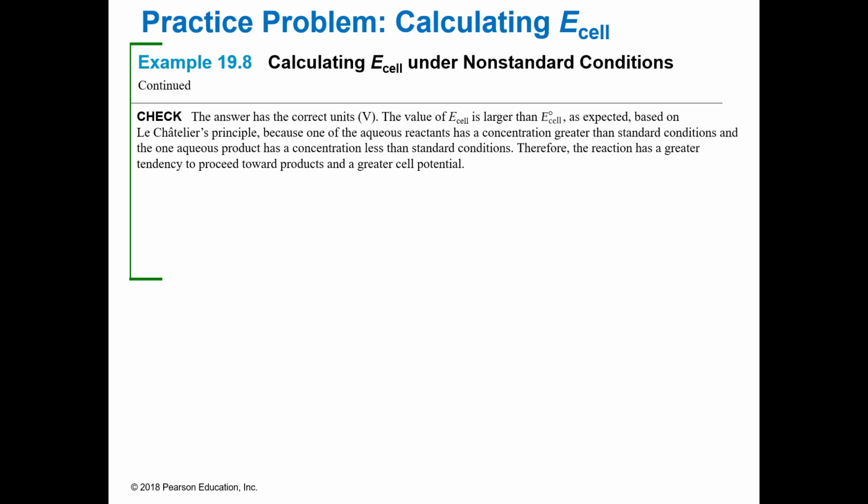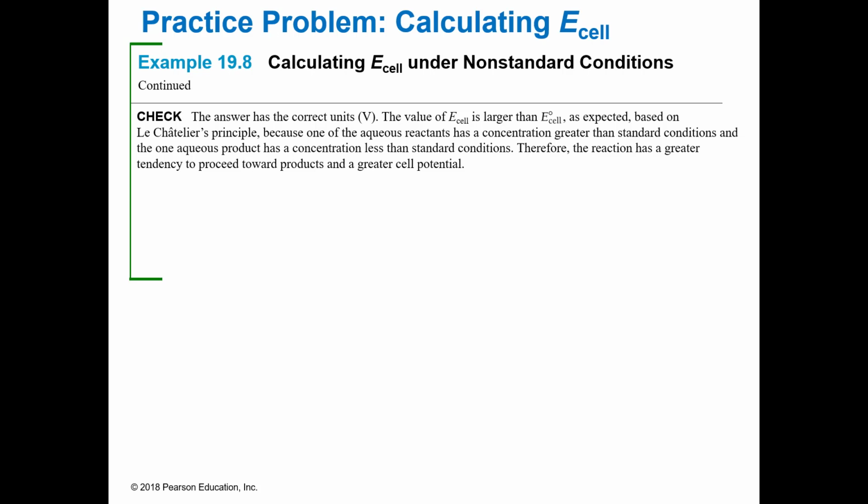I just wanted to say, I want to stress this check here because that's what I was thinking about too. So the answer has the correct units, voltage, and the value of the cell potential is larger than the standard cell potential as expected based on Le Chatelier's principle, because one of the aqueous reactants has a concentration greater than standard conditions, which forces the reaction to the right. And because it's forced to the right, that's going to have a greater tendency towards the products, and the more we go to the products, the more voltage that's going to be generated. So good. I like this check.